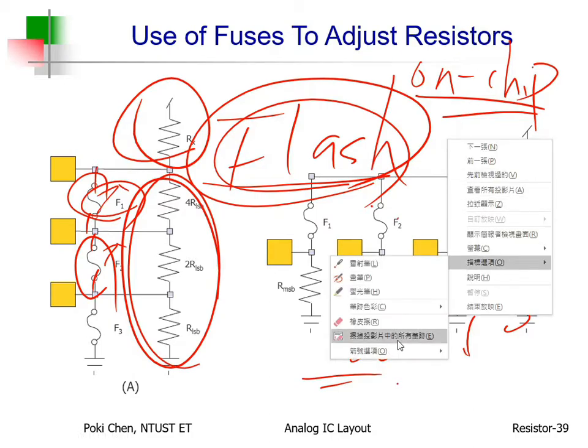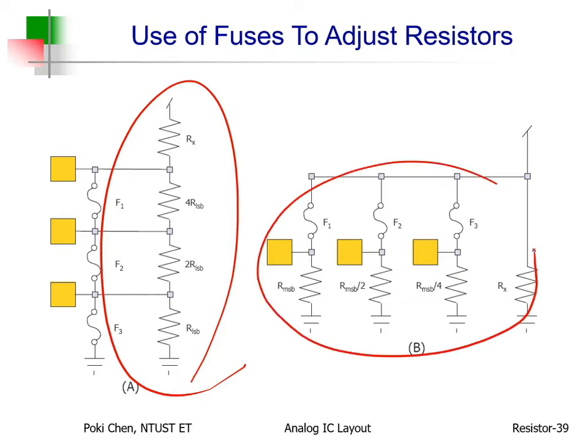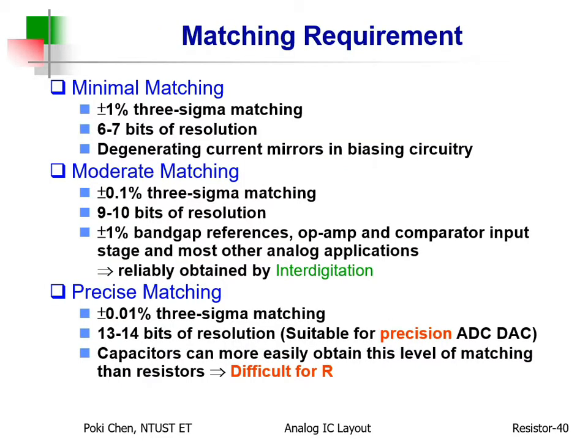This is for resistors connected in series. You can make it similarly for them connected in parallel. Similarly, not the same. Just do it by yourself. So for matching requirement, if you would like to have such minimum matching, calculate.